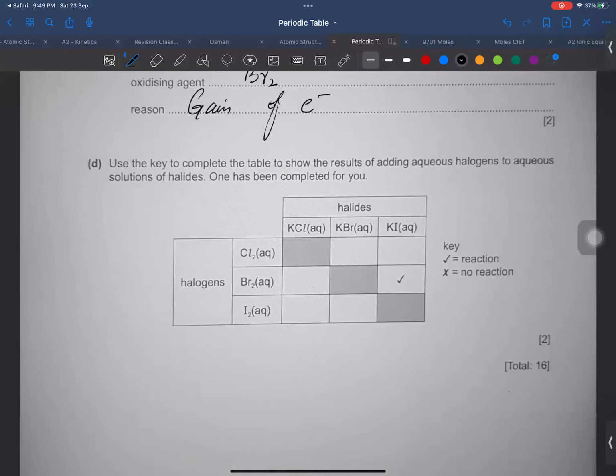The reason is actually you need to mention the proper reason. It is going to be in terms of electron, in terms of oxidation state, in terms of oxygen, which is part of our syllabus. So just look at over here, potassium chloride.